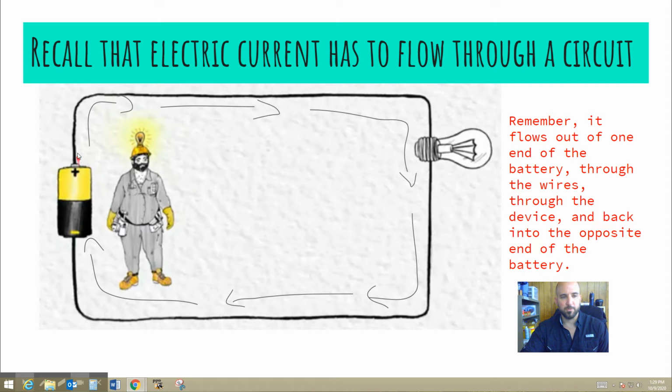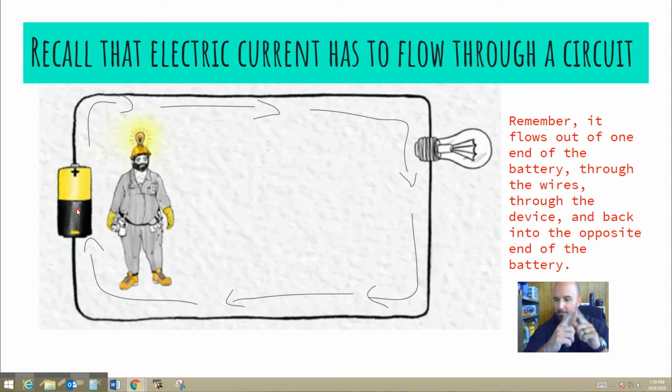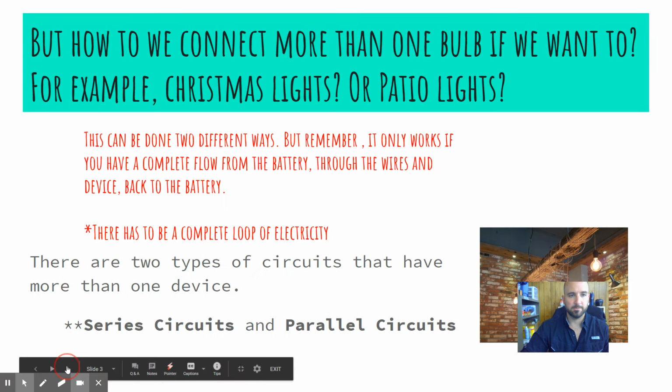So just like the picture here, remember it has to flow out of the battery, out through the wires and device, back through the wires, and back into the battery. You have to have that complete loop. Remember, it has to be a closed path. Everything has to be touching. If there's an opening in the path somewhere, it's not going to work. All right, so that's what a circuit is.